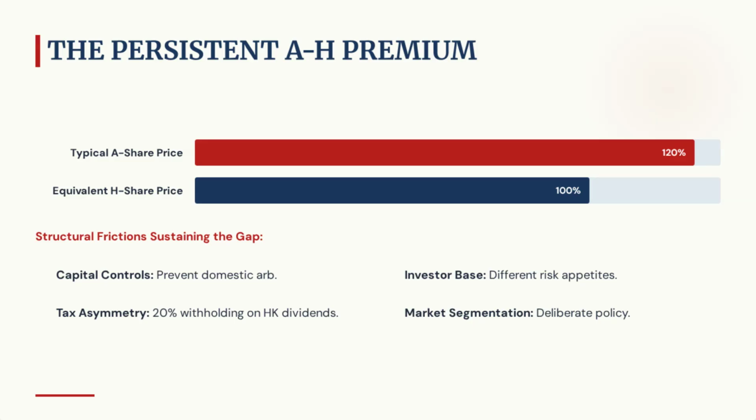A frequently overlooked friction sustaining this premium is tax asymmetry. Mainland retail investors accessing Hong Kong H shares through the Southbound Stock Connect face a mandatory 20% withholding tax on dividends. This tax friction dilutes the net yield relative to onshore A shares, meaning that even when Hong Kong listings look fundamentally cheap, cross-border tax architecture actively deters the domestic capital that would otherwise close the gap.